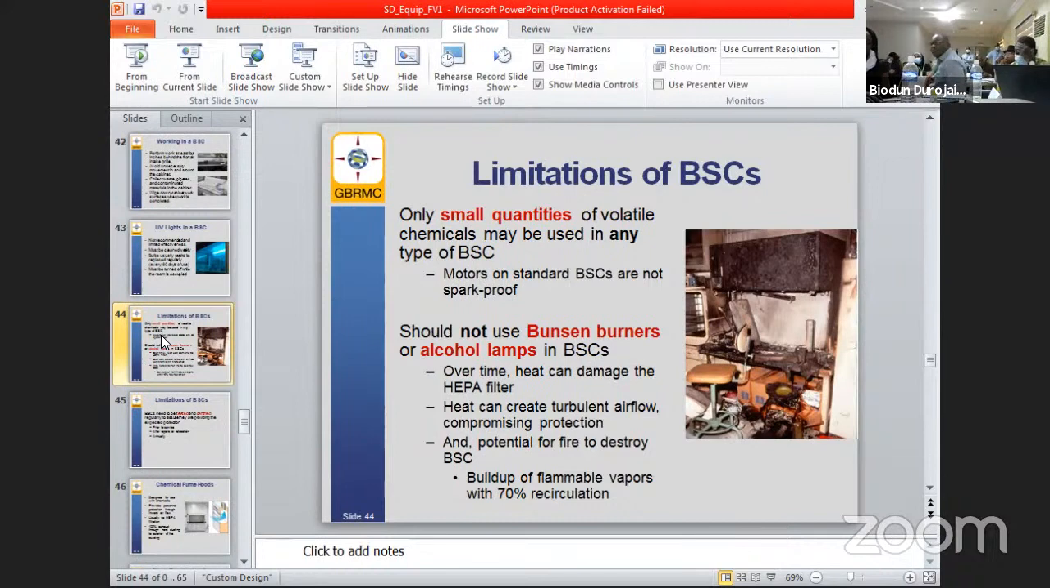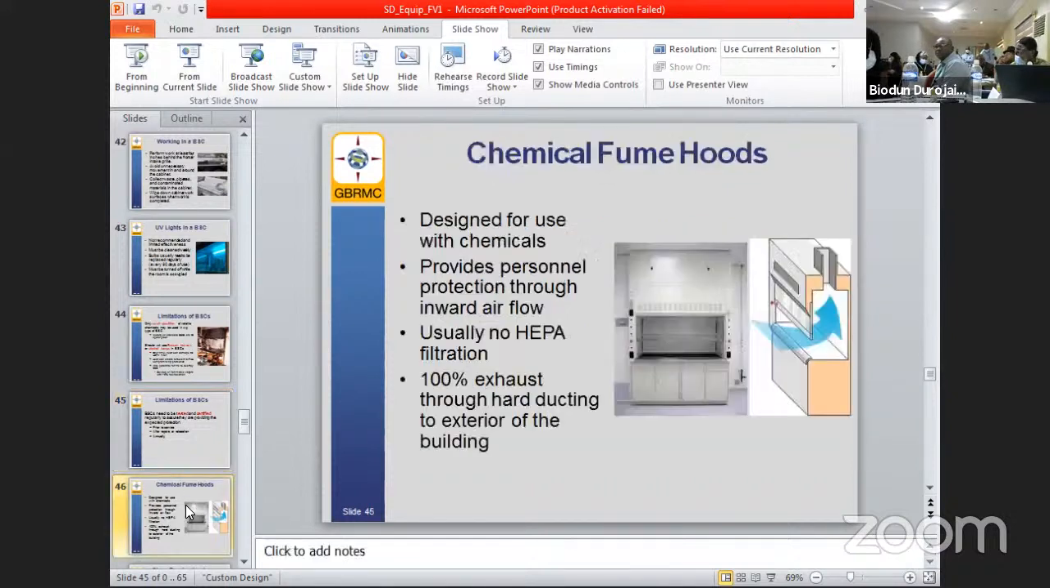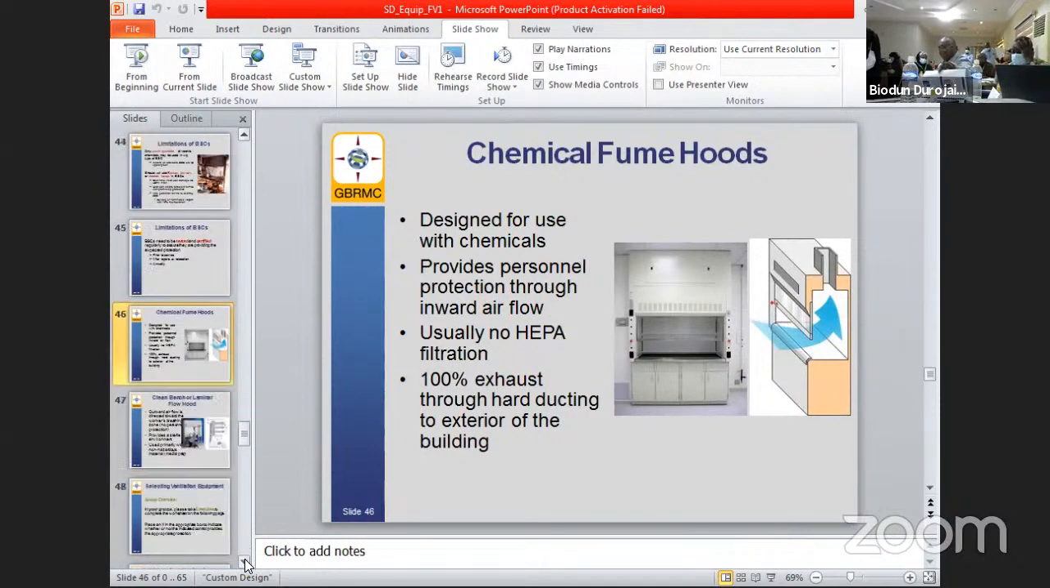So we're still on limitations of BSC. BSC needs to be tested and certified regularly to assure that they are providing the expected protection, prior to service, after repairs or relocation, and then annually. So the engineers should come annually. When they do, they place a sign on it. They normally do that. So let's quickly look at chemical fume hoods. BSC has taken so much of our time because we also need it.